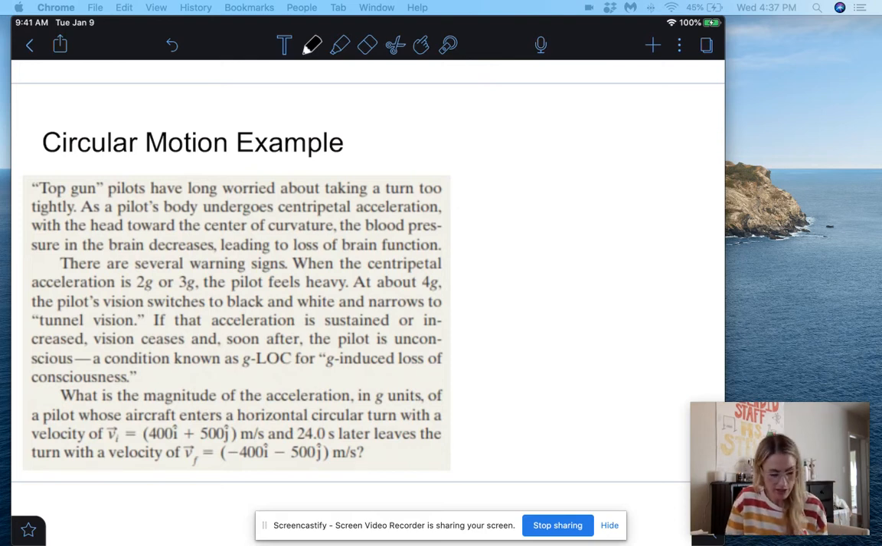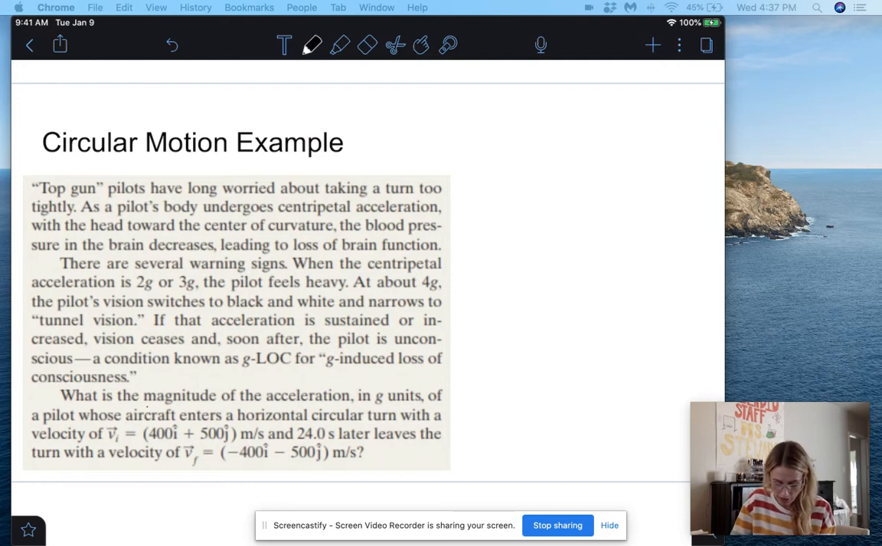When the centripetal acceleration is 2g or 3g, g being 9.8 meters per second squared, the acceleration of gravity, the pilot feels heavy. At about 4g, the pilot's vision switches to black and white and narrows to tunnel vision. If that acceleration is sustained or increased, vision ceases, and soon after, the pilot is unconscious, a condition known as G-LOC, for gravity-induced loss of consciousness.